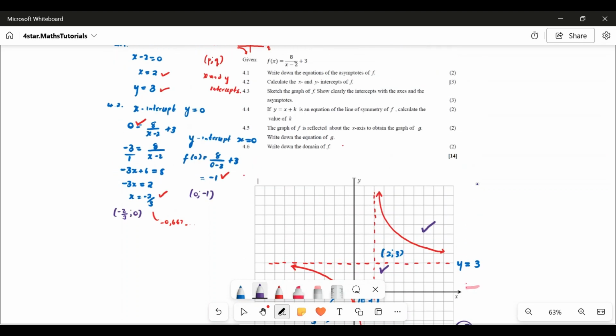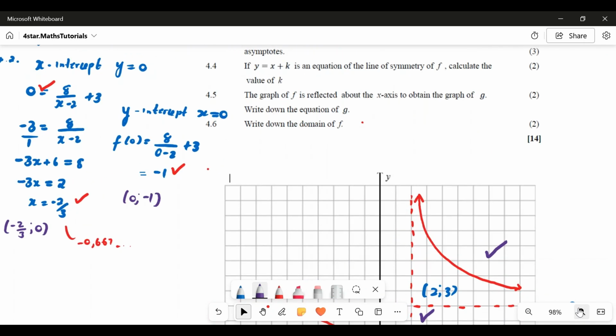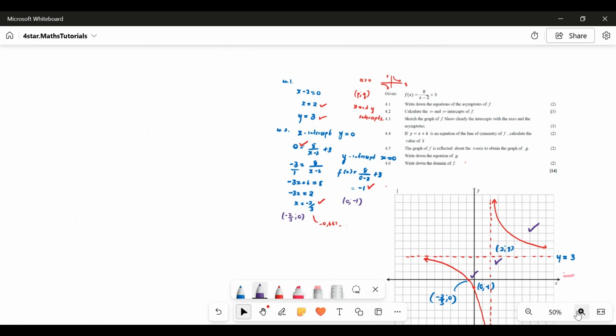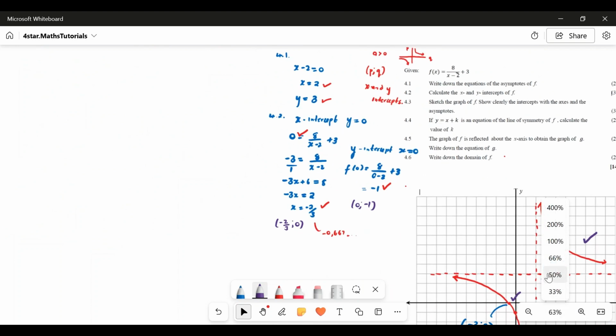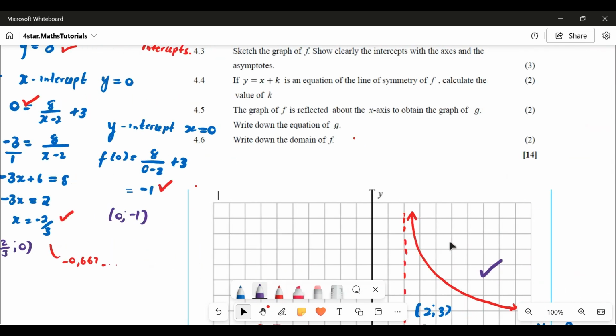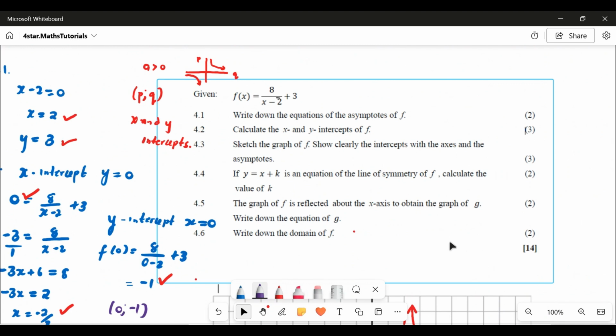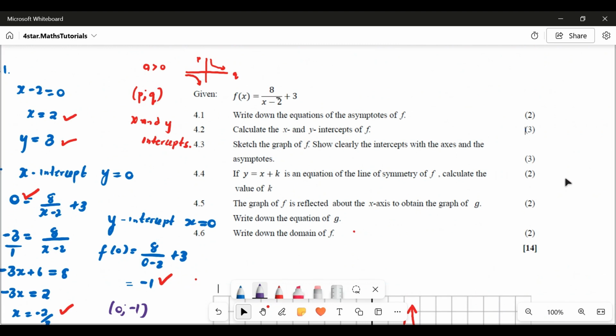The next question says, if y is equals to x plus k is an equation of the line of symmetry of f, calculate the value of k.